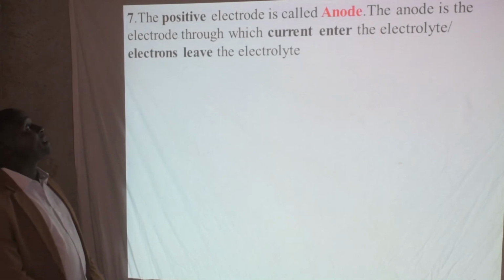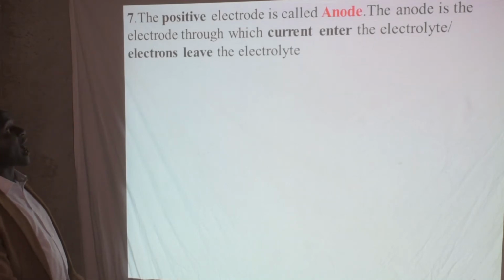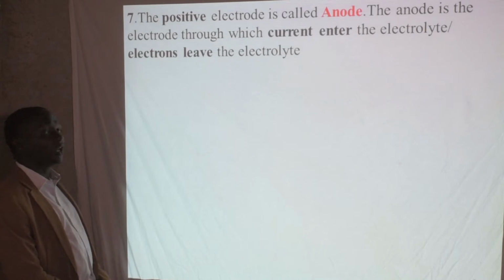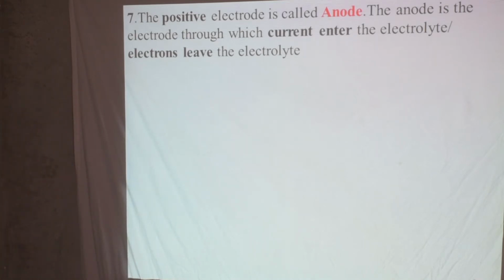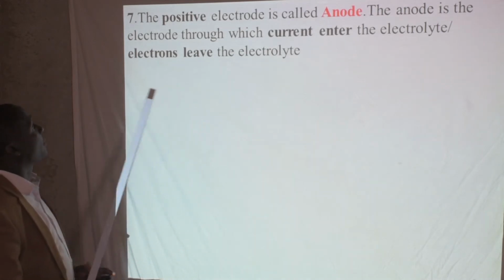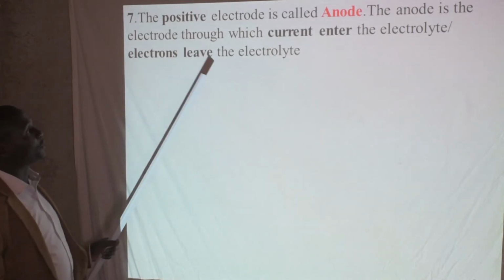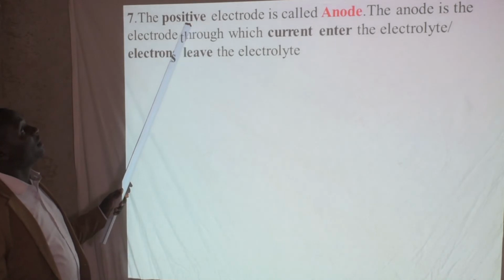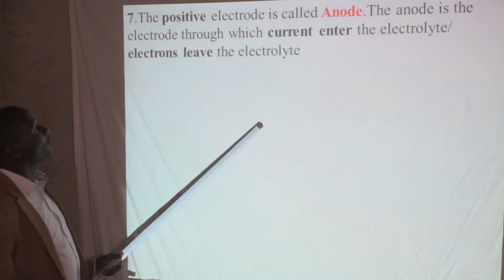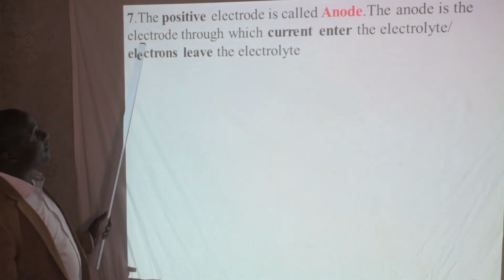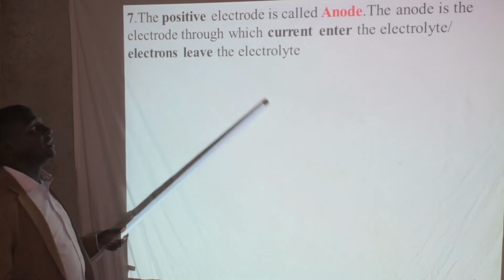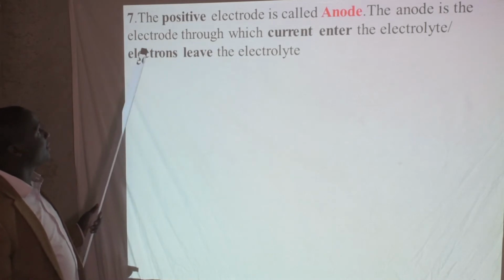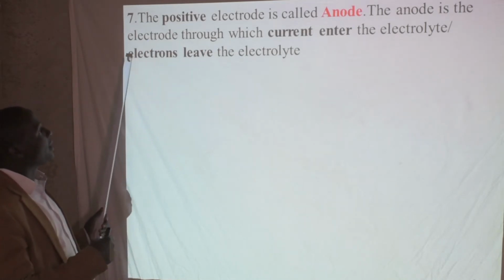Now, the positive electrode is called the anode. The negative electrode is called the cathode. But I want us to look at this. What is the anode here? The anode is the electrode through which current enters the electrolyte. So we have the current entering.